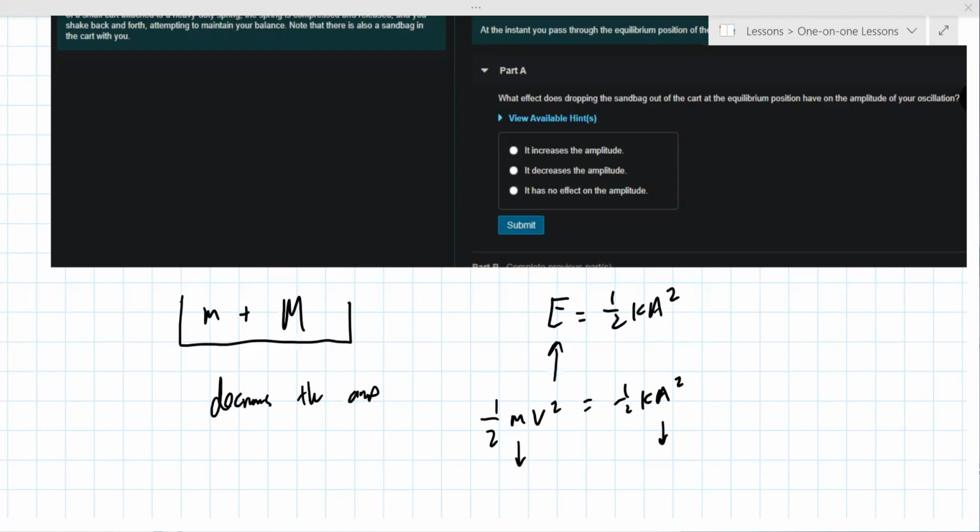So because it's already at the maximum distance, that's as fast as it's going to go. So dropping the bag won't have any effect. It won't change the speed. Is there an option that says don't change the speed? Yes. Okay. Next is what effect does dropping the sandbag at the cart's maximum distance from equilibrium have on the amplitude of your oscillation?